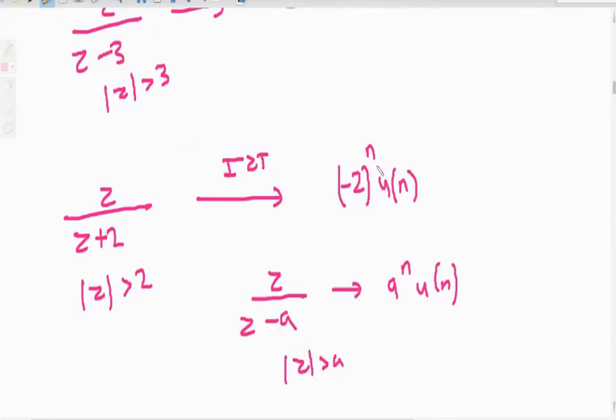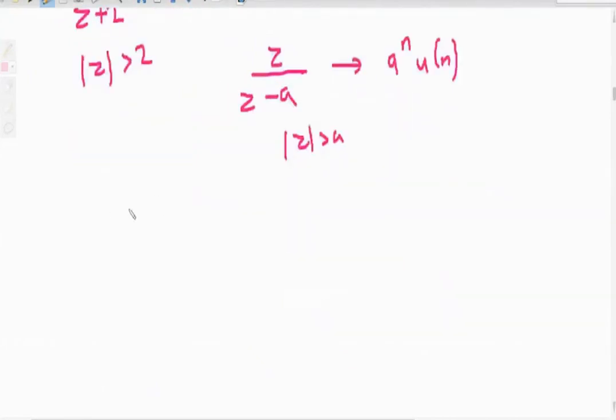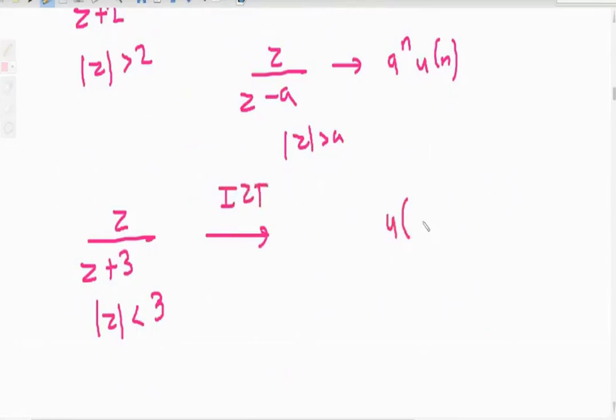Okay, one last: what will be the inverse Z transform of Z upon Z plus 3? ROC is magnitude Z less than 3. So its inverse Z transform is, ROC is less than, less means u of minus n minus 1, and its inverse Z transform is minus 3 raised to n u of minus n minus 1. Why here minus 3? Because here plus 3, so here minus 3. And why the minus sign? Because ROC is less than, so u of minus n minus 1 will come, as well as this negative sign will also come.